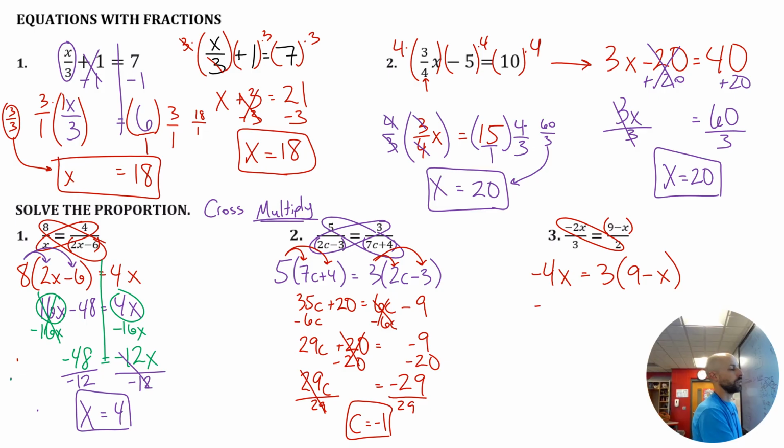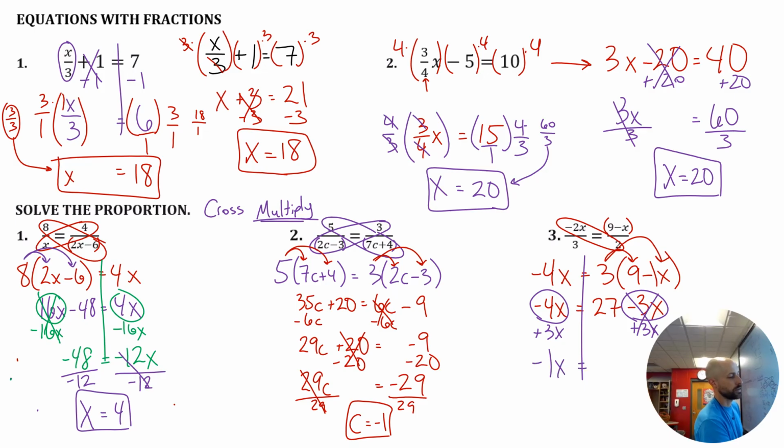Okay. So negative 4x equals, and then we're distributing, so 27 minus 3x. Once again, we have variables on both sides. So this minus 3x, this minus 4x, they're on opposite sides, so I need to do opposite operations here to bring them together. So I'm adding 3x to both sides, cancel that out here, and I still have negative 1x equals 27, and then divide by negative 1. So x equals negative 27.